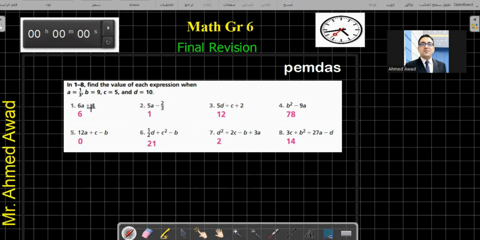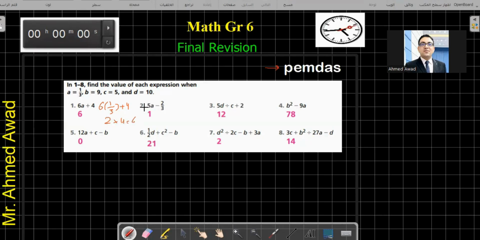So in this one, 6a plus 4. 6a means 6 multiplied by a. Okay? So a equals 1 over 3. So 6 multiplied by 1 over 3 plus 4. How can I find it, guys? We always use, yes, Mr. PEMDAS's rule. So 6 multiplied by 1 over 3 is going to be 6 over 3, which is 2. 2 plus 4 is going to be 6. So the answer here is going to be 6.